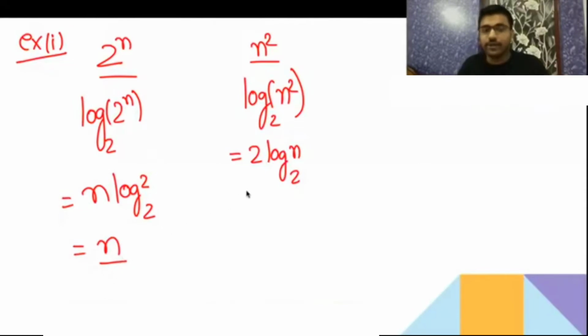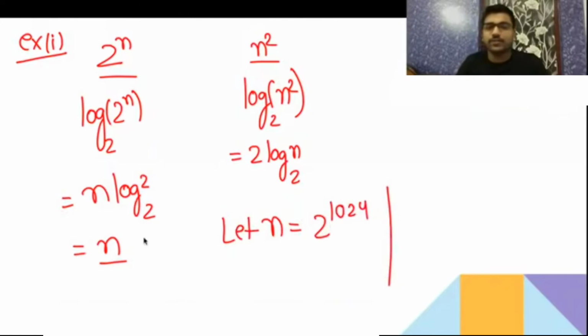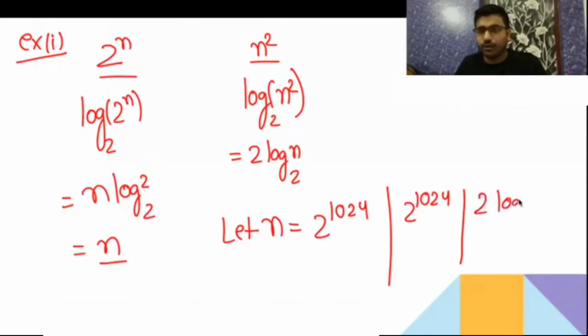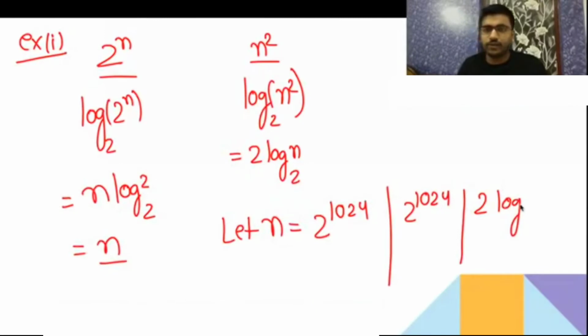Still, if you are having doubt, you can take some number as a power of 2, like let n equal to 2 to the power 1024. Then this function is going to give you 2 to the power 1024, and here you are going to get 2 log 2 to the power 1024.